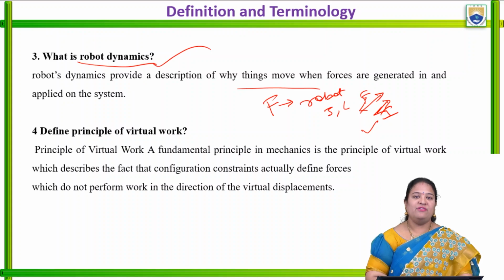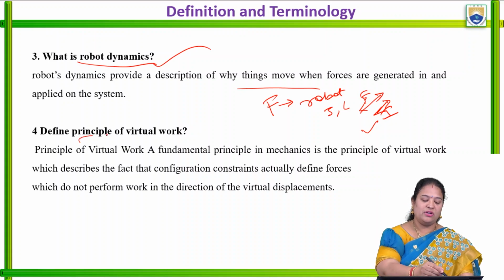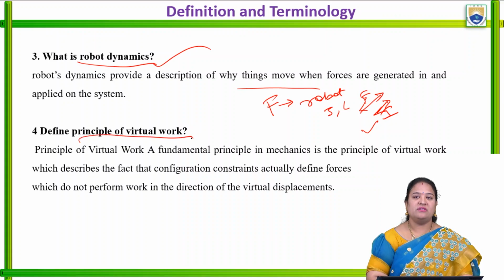Next, define the principle of virtual work. What do we mean by virtual work? The principle of virtual work is a principle in mechanics which describes the fact that configuration constraints define forces which do not perform work in the direction of the virtual displacement. That is known as the virtual work. The virtual work is generally used to describe the configuration constraints which define the forces which do not perform work in the direction of the virtual displacement.